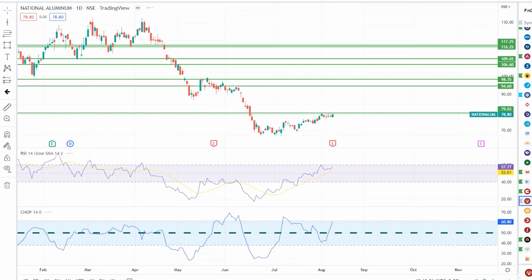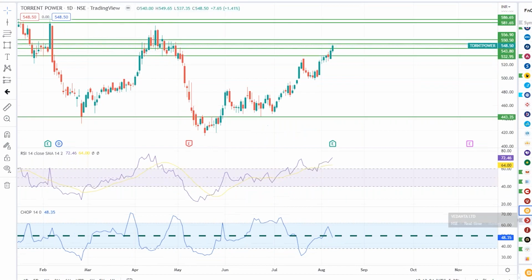National Aluminium, no. Torrent Power can be a good trade. Torrent Power looks good. Look at the RSI just crossed, and a second time there is a breakout coming in Torrent Power. So guys, you must have understood that when RSI goes above 60 in the 1 day time frame, choppiness comes below 50 and these happen together, then you can find an uptrend in the market.